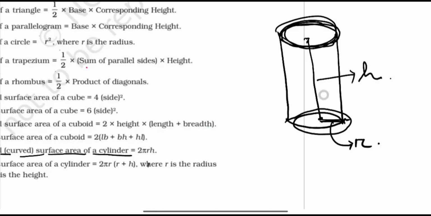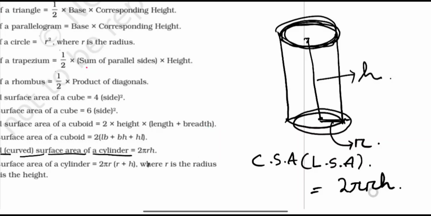It is the base. So what should be the lateral or curved surface area of a cylinder? It is the same as that of the lateral surface area, which is basically 2 pi r into h. R is the radius of the base. H is the height of the cylinder, how high the cylinder is standing.